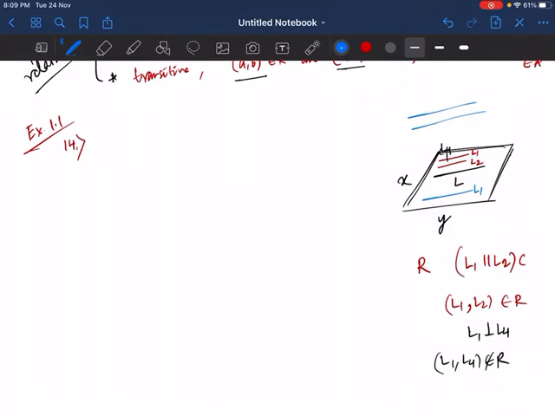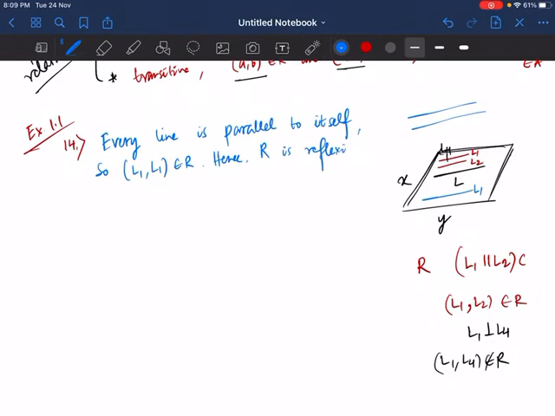So we can say that every line is parallel to itself. So L1 is an element of R. If L1 is a line, then (L1, L1) is an element of R. Hence R is reflexive, because every line is parallel to itself. Now my first criterion is done.